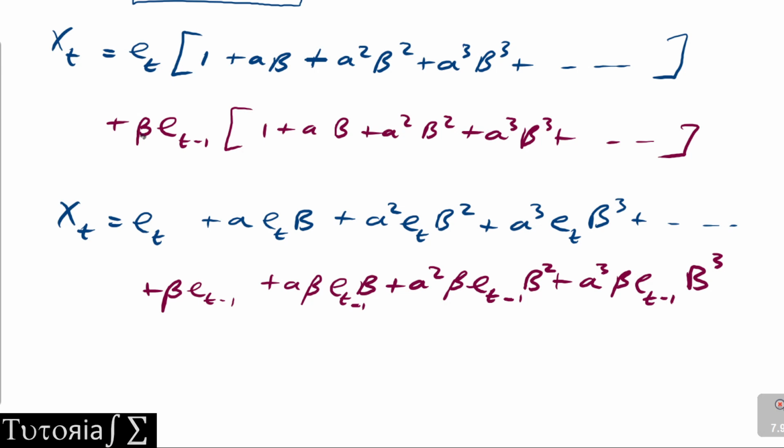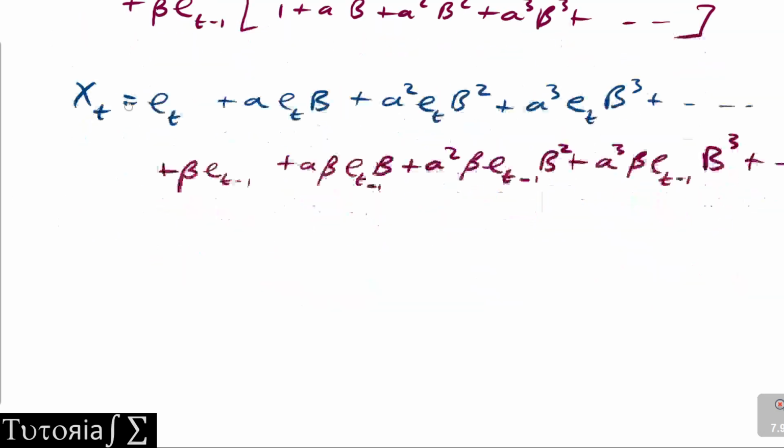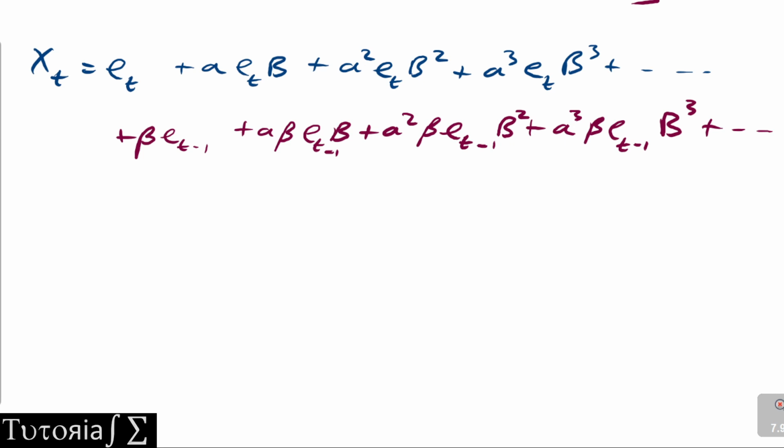So we're distributing this. This times that will give us a beta et minus 1 times 1 backshift B. Then this times that will be a squared beta et minus 1 times 2 backshifts, plus a to the power 3 beta et minus 1 times 3 backshifts, plus so on and so forth. Now what we need to understand is how to use the backshift operator.